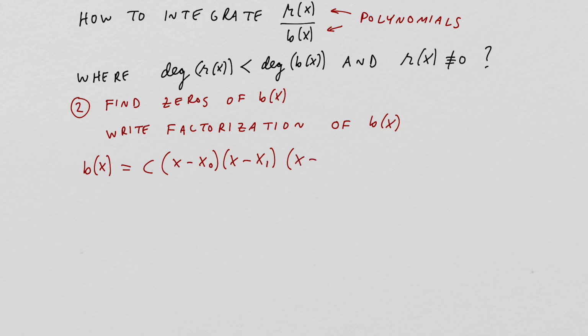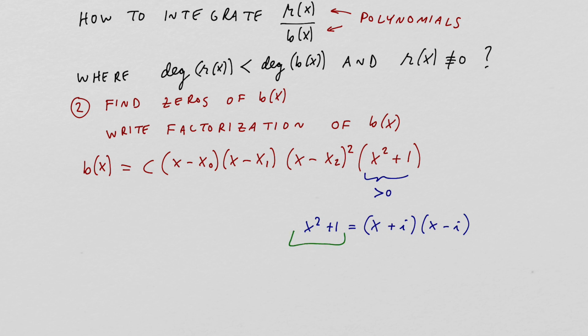So we can have some factor where the power is 2. And it can happen that there is also some factor there which is always positive. We would know how to decompose this kind of polynomial by using the complex numbers, but we don't have to do this.